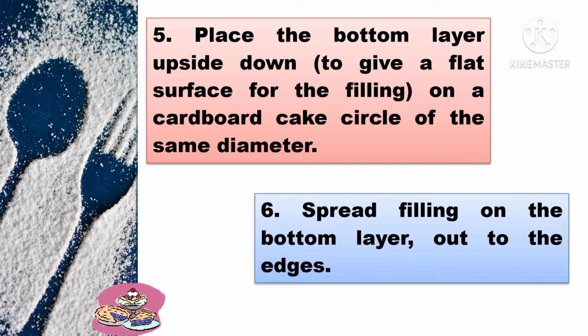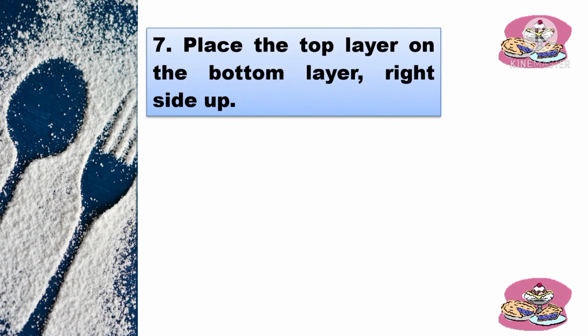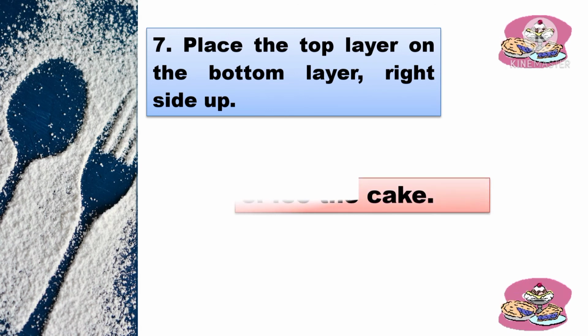Use the proper amount of filling. If applied too heavily, filling will ooze out when the top layer is put in place. Number 7. Place the top layer on the bottom layer right side up. Number 8. Ice the cake.